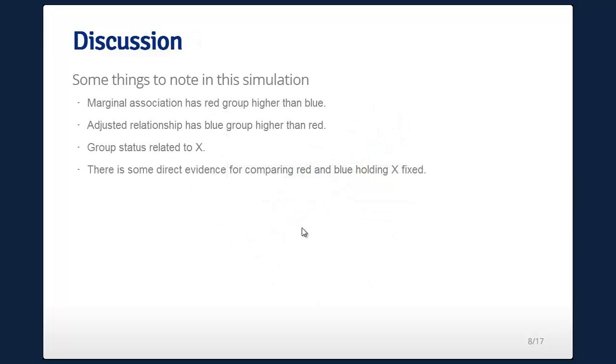So let's just go through these points. Some things to consider. The marginal association has the red group higher than the blue, but the adjusted relationship has the blue group higher than the red. In this case, group status is related to x, but we do have some overlap. If you hold x constant, there are some areas where we have a direct comparison. And that's this final point right there.